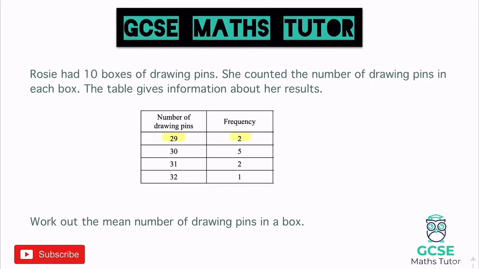There were 2 of those. The boxes with 30 drawing pins, there were 5 of those, and so on. 31, where there were 2, and 32 drawing pins, there was only 1. And it says work out the mean number of drawing pins in a box.